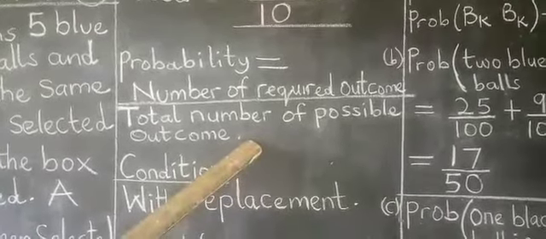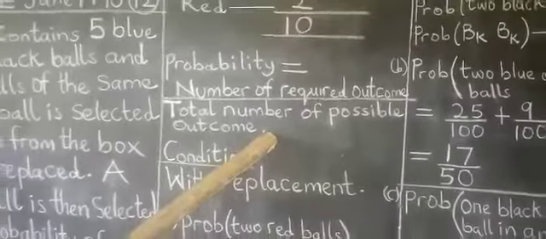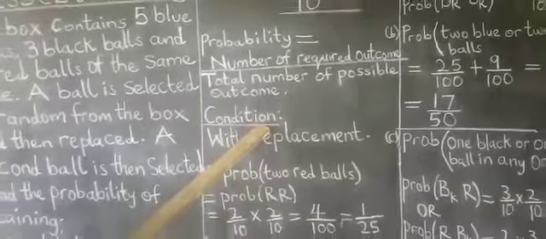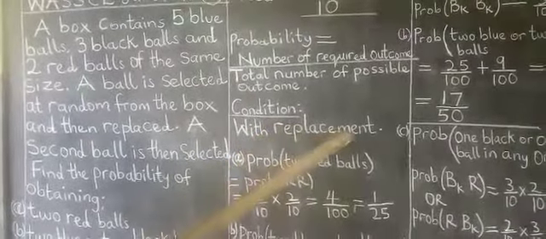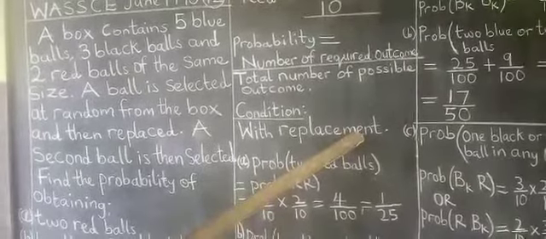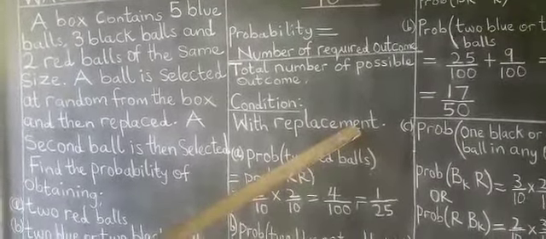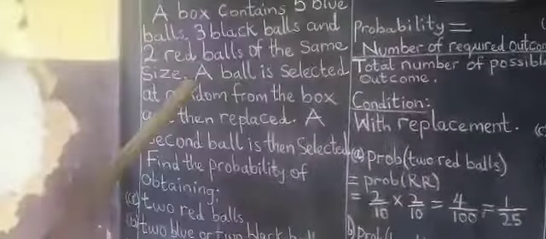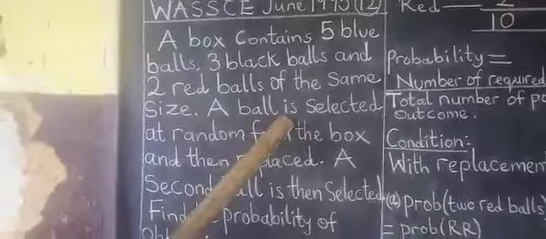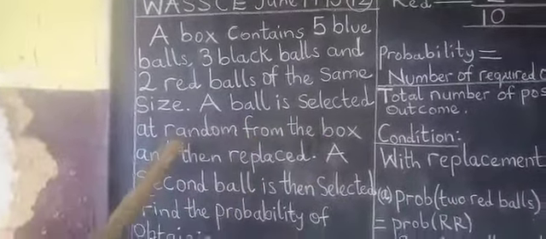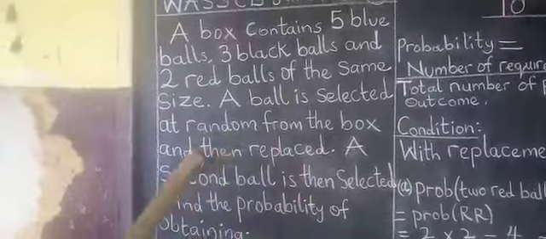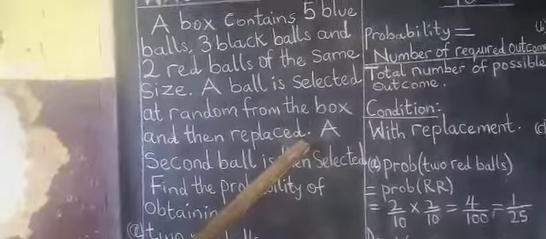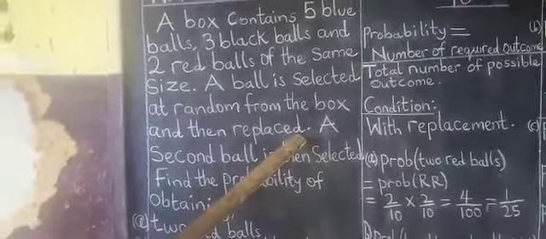Now this is where we are going. This is what distinguishes this type of probability from others. We have condition. The condition is with replacement. How do we arrive at that? I want to show it to you in the question. The question A says, a ball is selected at random from the box and then replaced. Full stop. So that shows that the condition is with replacement.